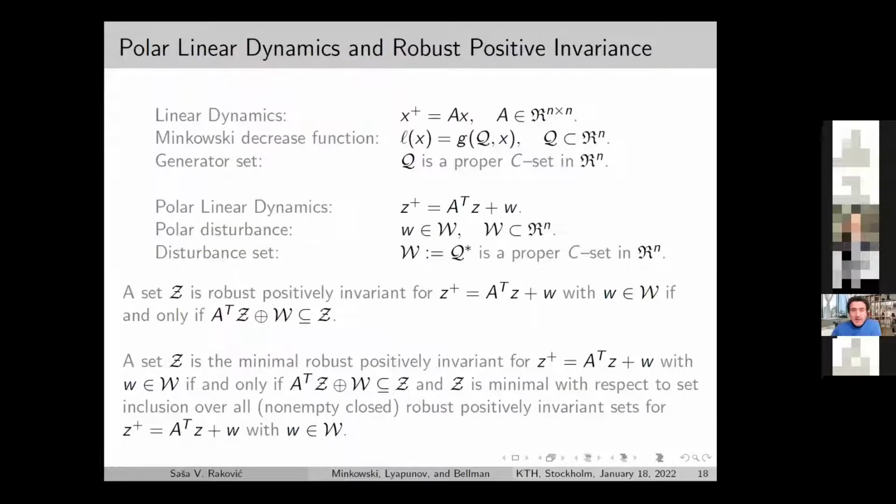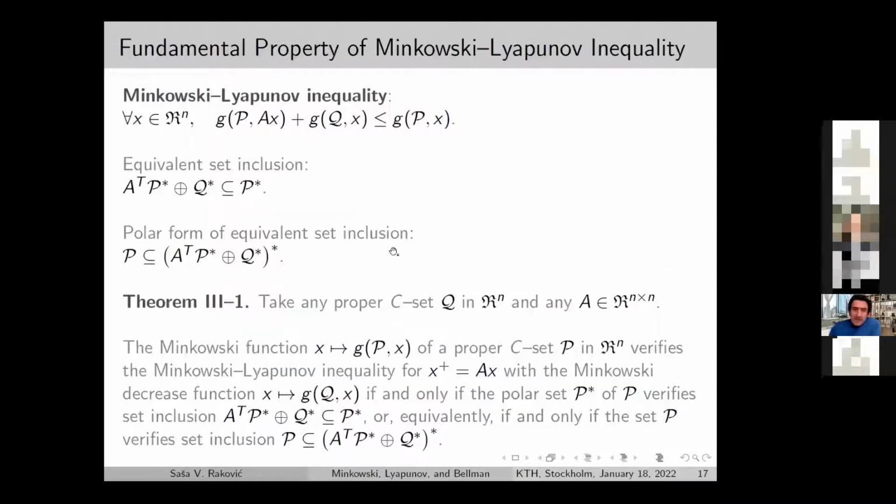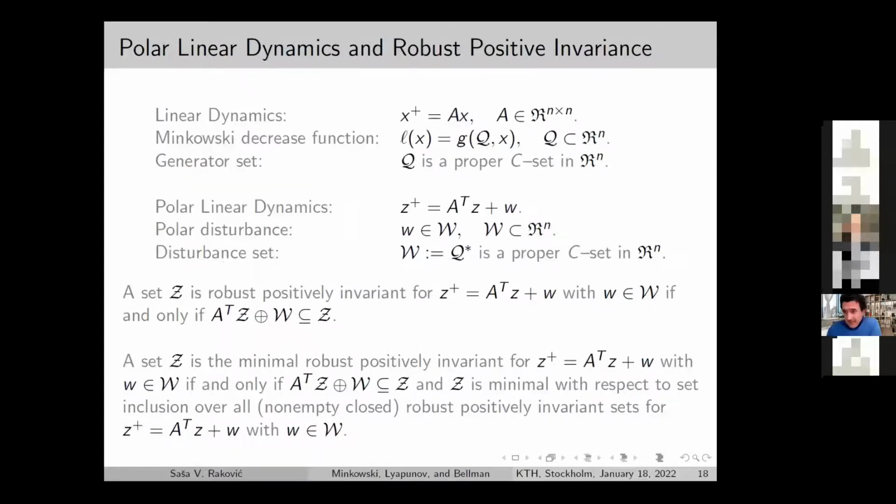Now, the second thing is, you start looking at this set inclusion and wonder what it is. What you really see is a linear transformation of a given set, in addition to another set, and then being a subset of the set you start with. And you recognize that this is a property of robust positive invariance of suitably defined linear dynamics. And this can again be quantified and put in mathematical terms.